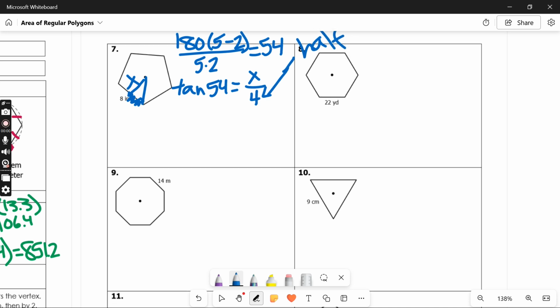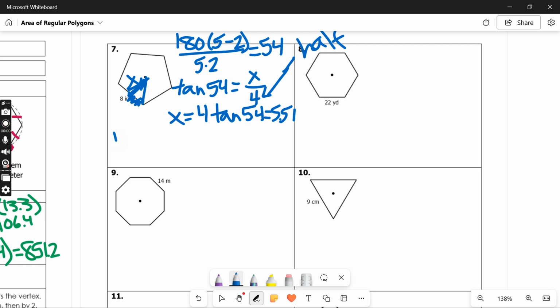Okay, so then that means to find my x value, I'm going to do 4 times tangent of 54. Again, make sure your calculator is in degree mode when you're working these. So that tells me my x value is 5.51. Okay, so that's my apothem. No need to double it because it's not part of the side. That is the value I need.